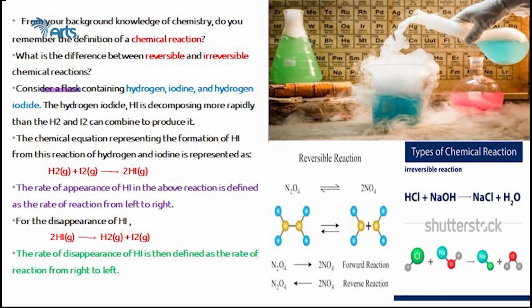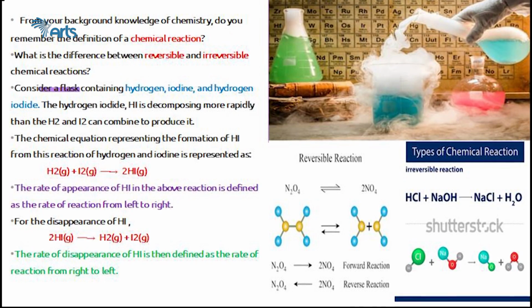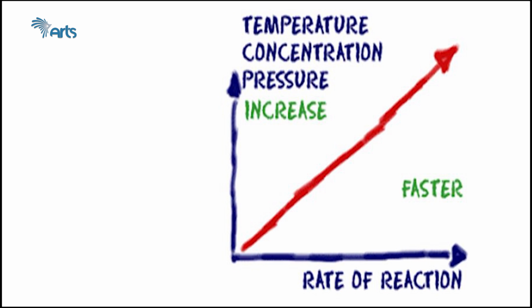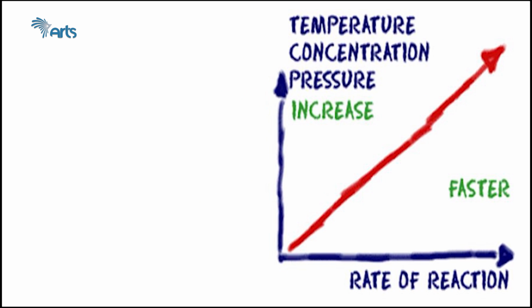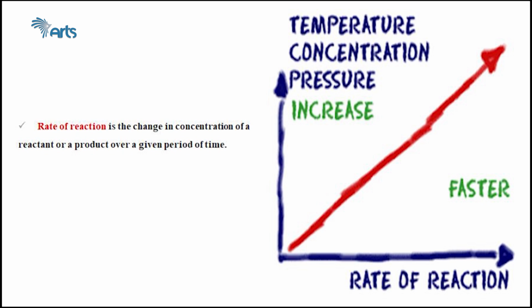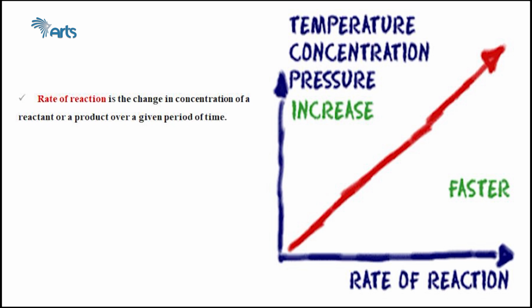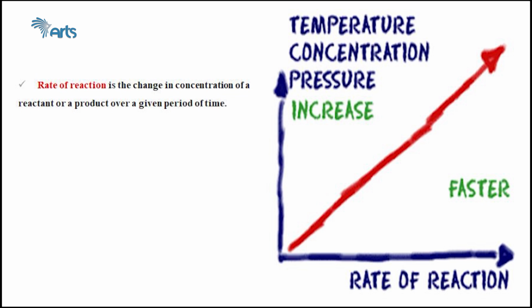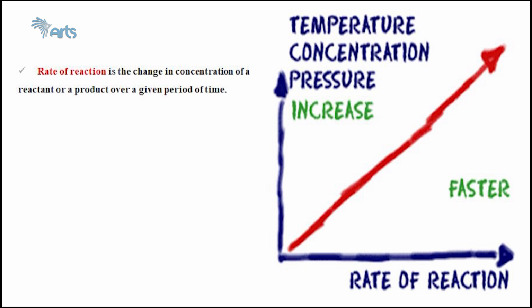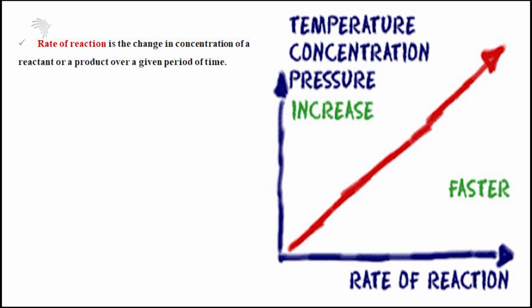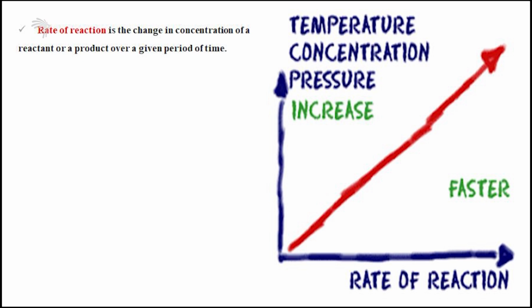A point that must be raised here in connection with a chemical reaction is rate of reaction. So what is meant by rate of reaction? Rate of reaction can be defined as the change in concentration of a reactant or a product over a given period of time. So a change in concentration of a reactant or a product over a given period of time is simply referred to as rate of reaction.